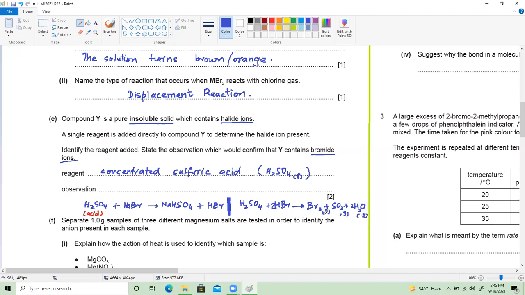So what would be the observation? The observation should be related with the color change that is associated with bromine. So one can easily say that gaseous bromine is produced here. What will you see? Orange vapors.